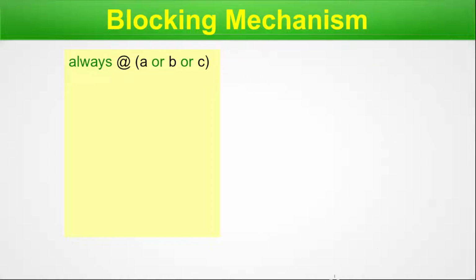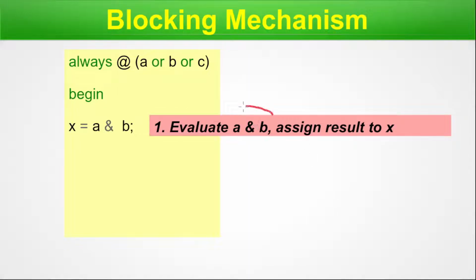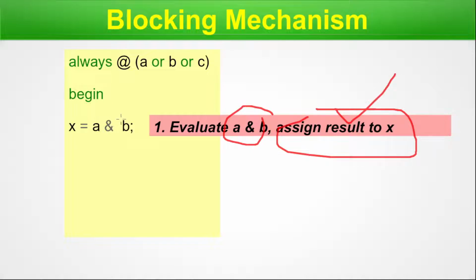Blocking mechanism. Now let me go through the example to make you understand how the blocking mechanism works. Here we have an always block, and in the sensitivity list we have A, B or C. Any of them changes, the always block will become active and it will execute the code inside this. Here we begin our code with the begin keyword. Here the first statement is X equal to A and B. Evaluate A and B and assign it to X. So this is the immediate execution. This happens very immediately from this side to this side.